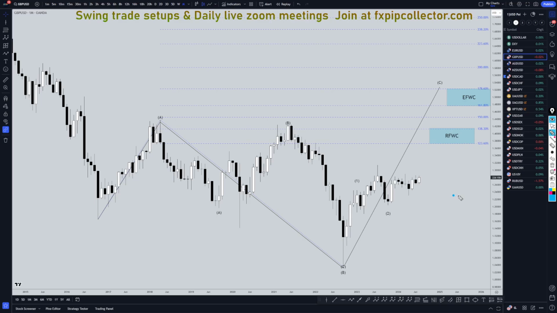Today is Tuesday, July 9th, and I'm going to be analyzing the pound US dollar starting on the monthly, working my way down to the 1 hour time frame for the full top down analysis.